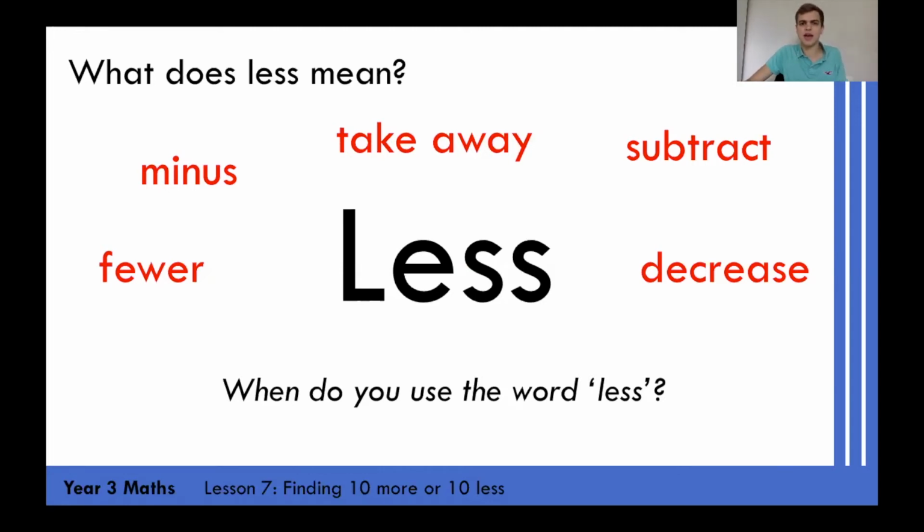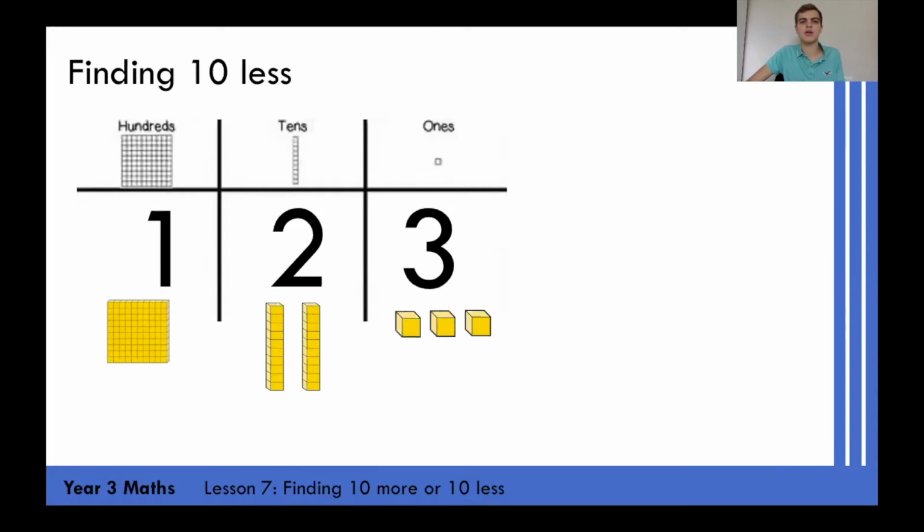So let's have a look at how we can take away, or find 10 less than a 3-digit number. I've started with the same number here. I've started with the number 123, 1 hundred, 2 tens, and 3 ones. And I'm finding 10 less. So what column am I going to look at? Am I going to look at hundreds, tens, or ones?